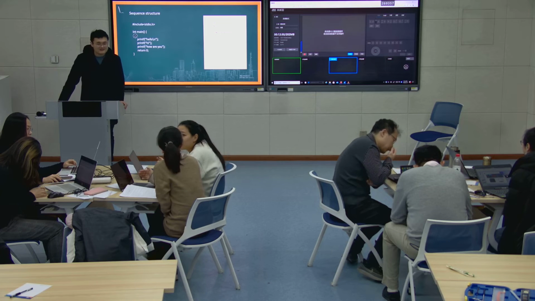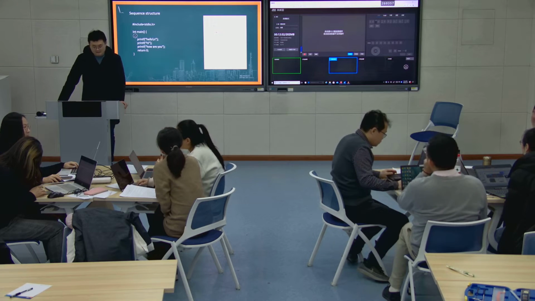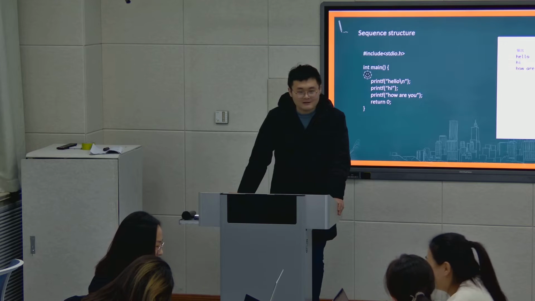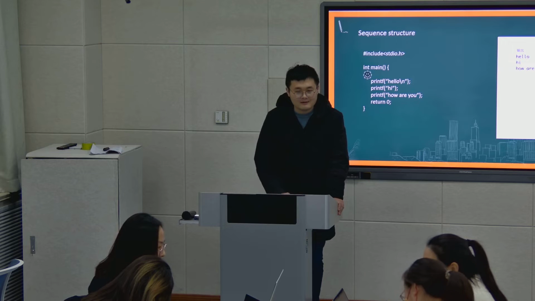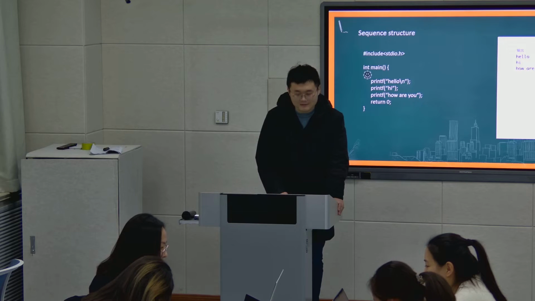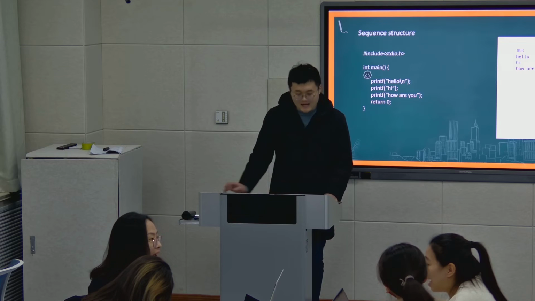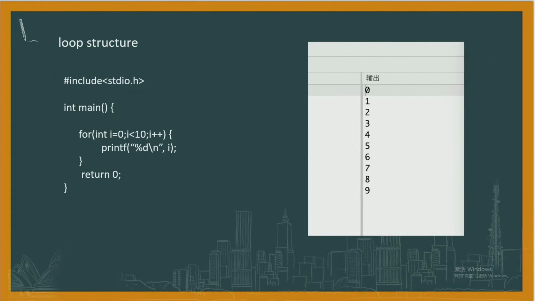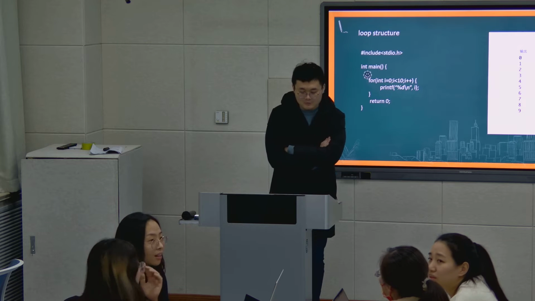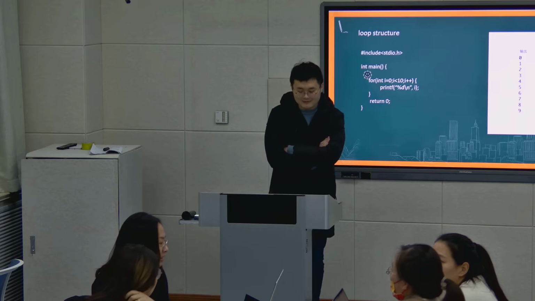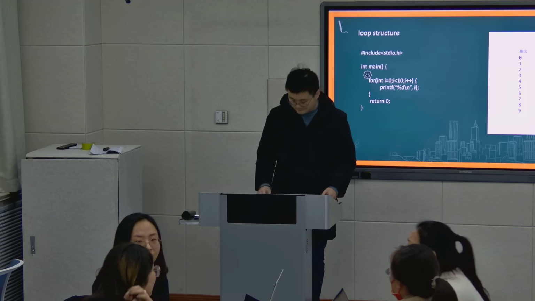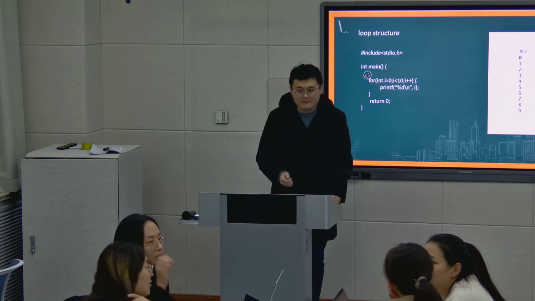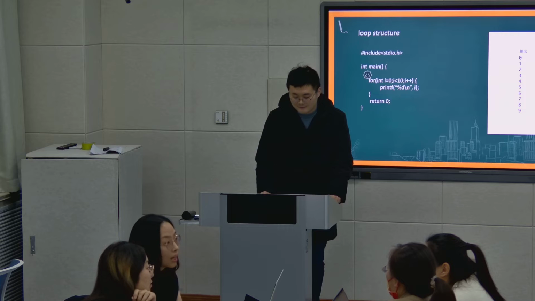So I think everyone can understand what the sequence structure is, right? Here is the sequence structure, just from the first line to the last line, and change nothing. So after the sequence structure, we can start learning the loop structure, which means not only just from the first line to the last line.